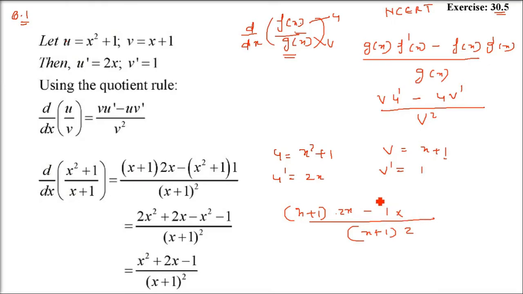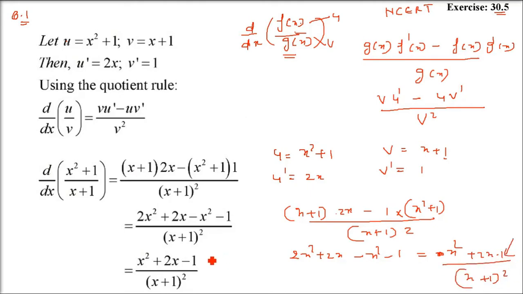So next one is 1 into u, that is x square plus 1. Let us open this. This is 2x into x is 2x square plus 2x. This will be minus x squared minus 1. 2x squared minus x squared is x square, and plus 2x minus 1. So x square plus 2x minus 1, and the denominator you have x plus 1 whole square. So this is your final answer.